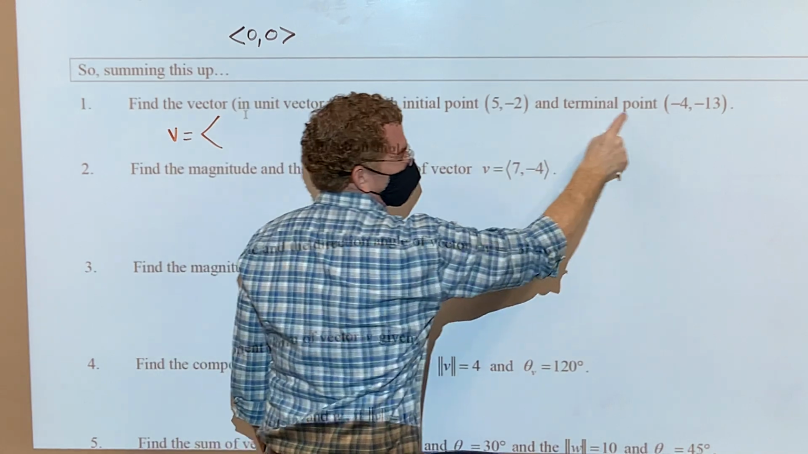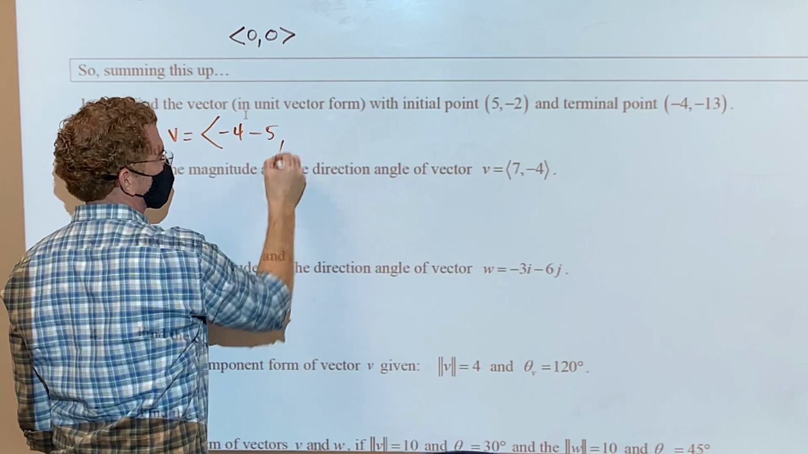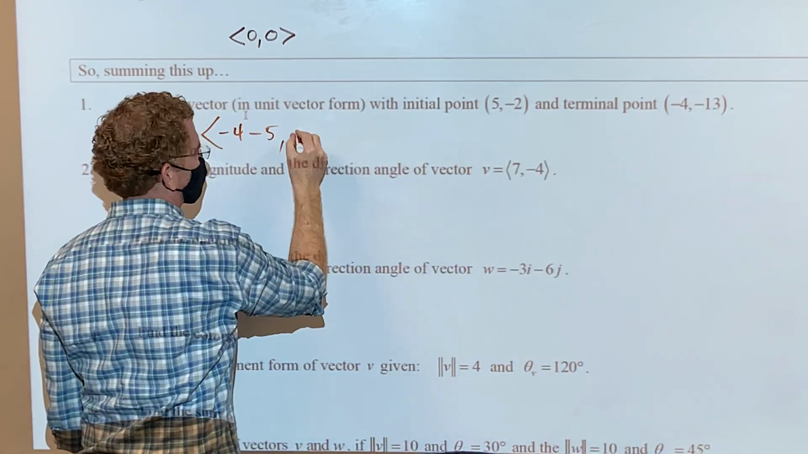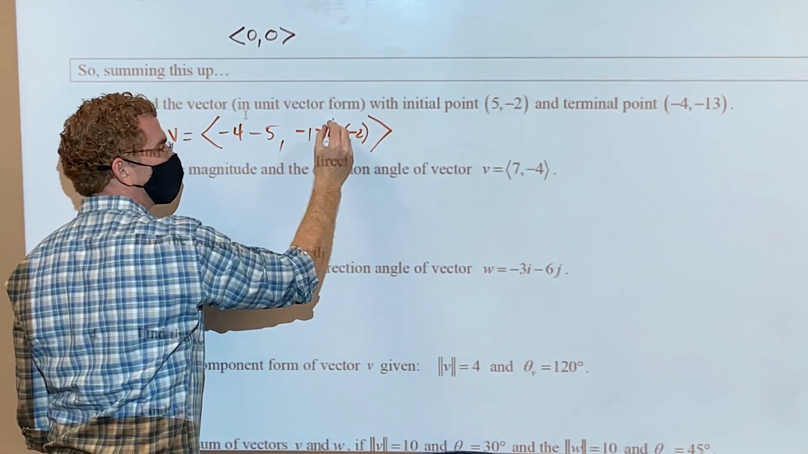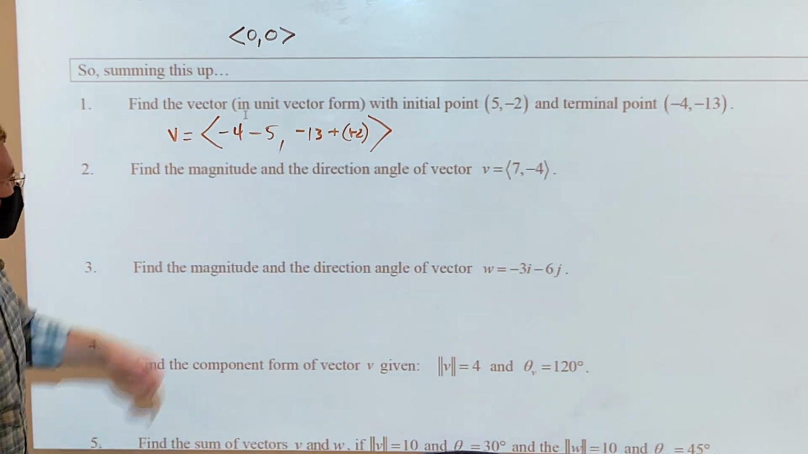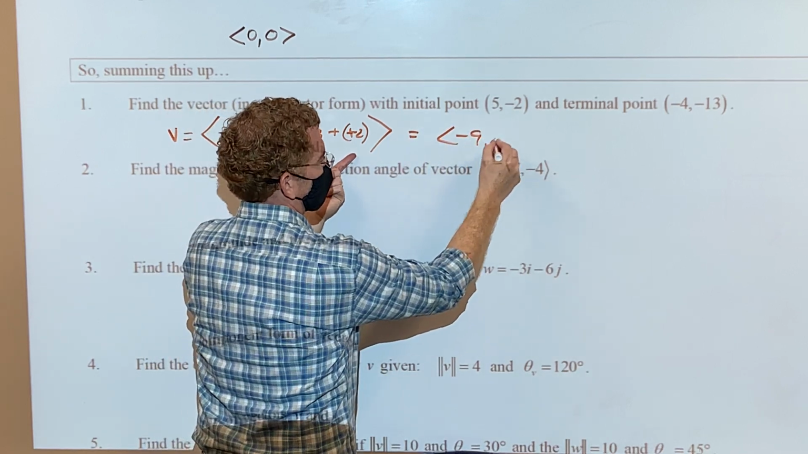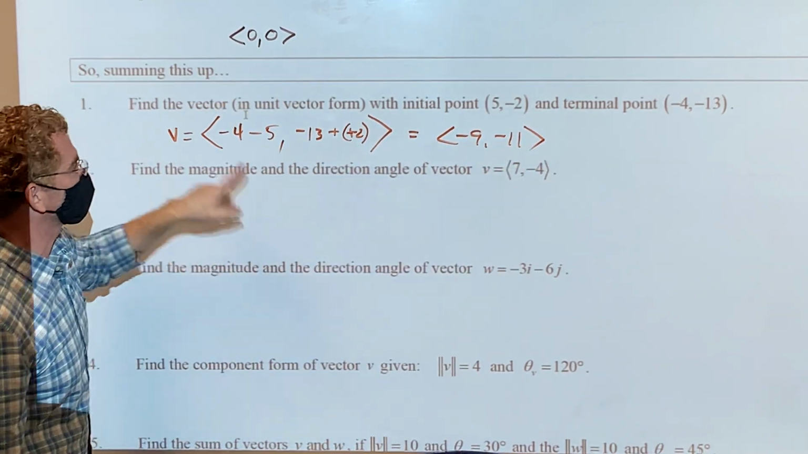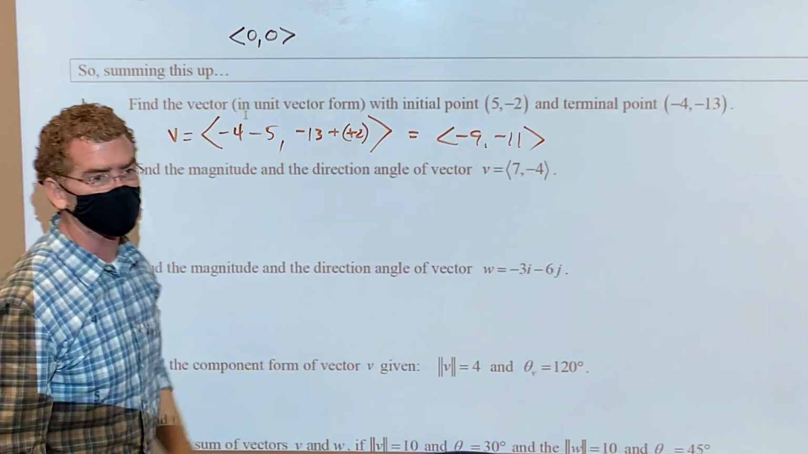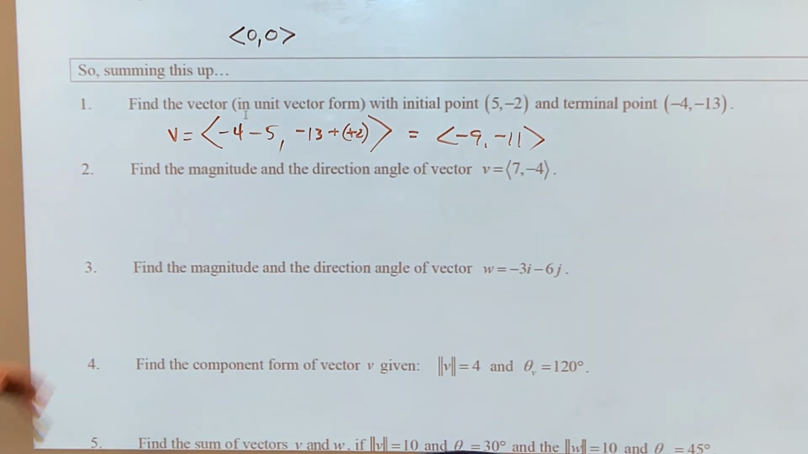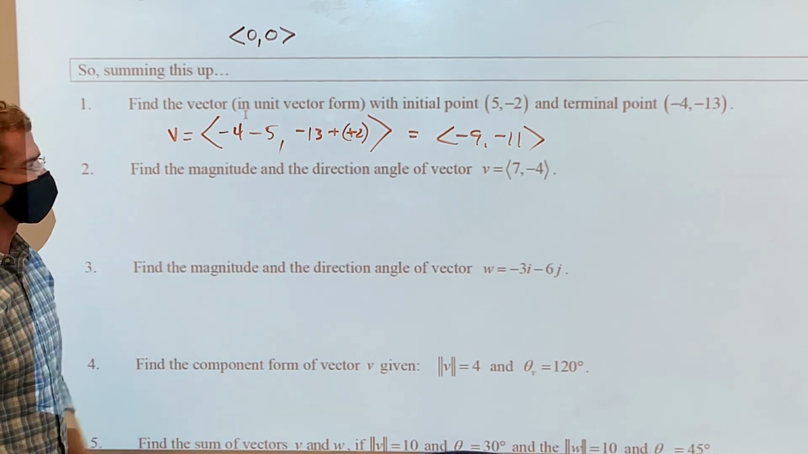So I want to go terminal -4 minus the initial x-coordinate, 5. And then I want to take terminal -13 minus the initial -2. And minusing a negative does what? Adds. So I end up with -9 and -11. So that would be the vector from this initial to that terminal. But again, to do that, you always go terminal minus initial. That's in your notes if you forget that. And if it happened to have three components, like if the points were x, y, z, you just do the same thing again with the z.